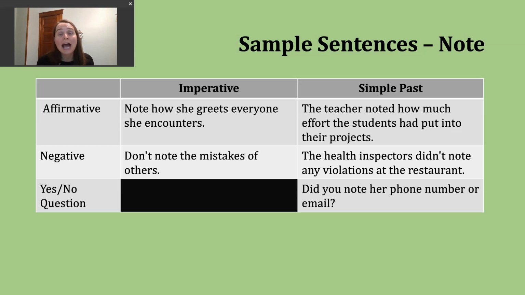Finally, let's take a look at making a yes or no question in the simple past tense. To do this, I start with did, then I have my subject, and then the base verb. So again, no ed endings on my verbs with yes or no questions in the simple past tense. Let's take a look at the last example. Did you note her phone number or email? So here's a question that's probably tying back to, like, did you write down her phone number or her email address? Do we have a way to contact this person?